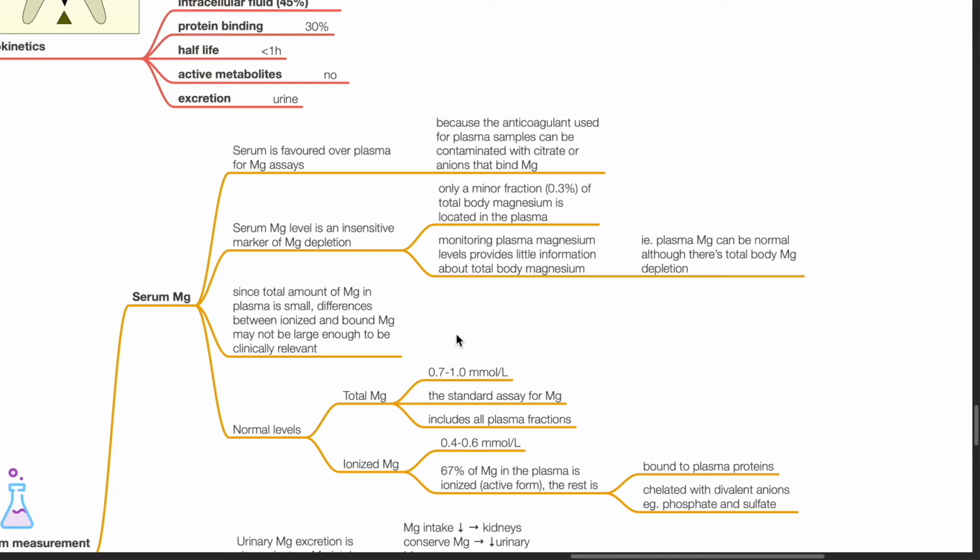Normal levels for total magnesium are 0.7 to 1 millimoles per liter. This is the standard assay for magnesium and includes all plasma fractions. Normal levels for ionized magnesium are 0.4 to 0.6 millimoles per liter. 67% of magnesium in the plasma is ionized. The rest is bound to plasma proteins or chelated with divalent anions such as phosphate and sulfate.